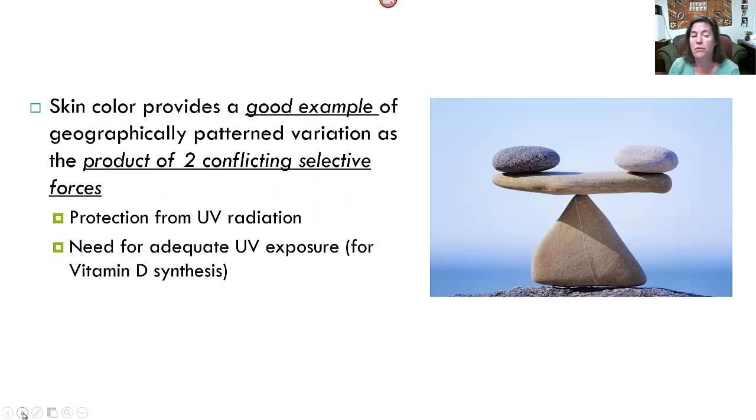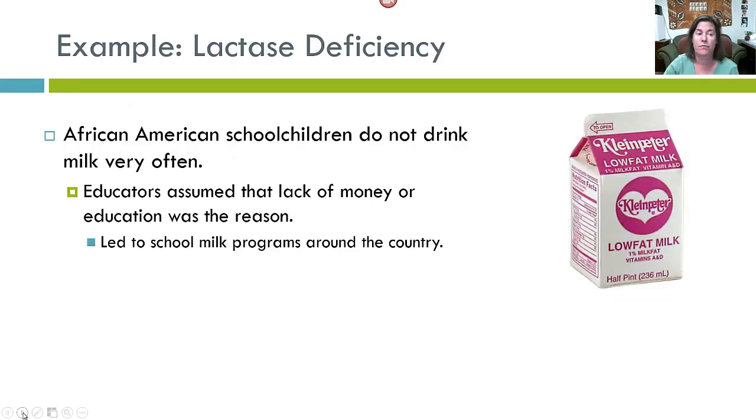Skin color, though, provides an excellent example of geographically patterned variation as the product of two conflicting selective forces. The selective forces are, one, protection from ultraviolet radiation, and two, the need for ultraviolet radiation in order to have vitamin D synthesis.